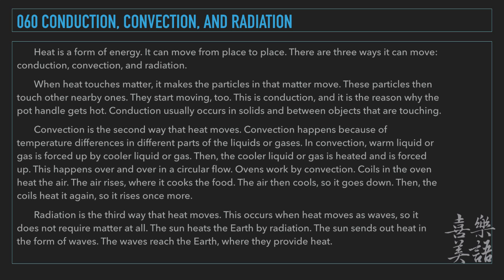Radiation is the third way that heat moves. This occurs when heat moves as waves, so it does not require matter at all. The sun heats the earth by radiation. The sun sends out heat in the form of waves. The waves reach the earth where they provide heat.